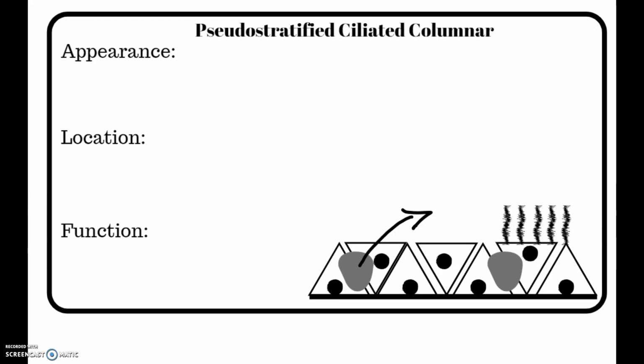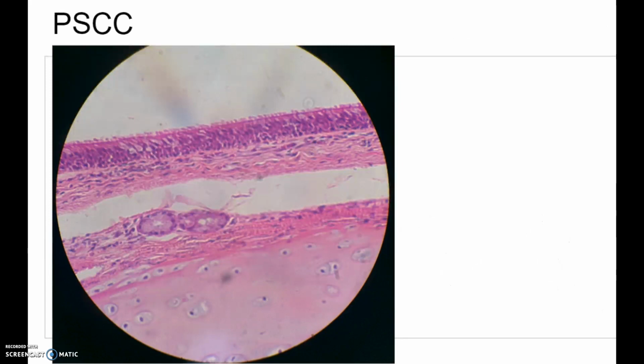Now, of course, there's a normal amount, and we can address some abnormal or excess production of mucus in the future, but let's take a look at this underneath the microscope slide. For starters, I have labeled this slide PSCC, which is the abbreviation for pseudostratified ciliated columnar. You can see why most of us just go with the PSCC designation.